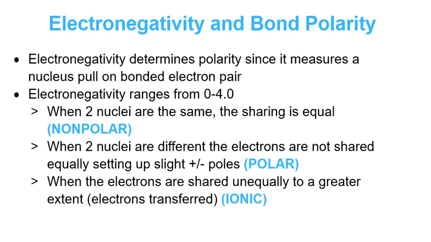So electronegativity and bond polarity. Electronegativity determines polarity since it's measured based off of the nucleus pulling on bonded electron pairs. The electronegativity generally ranges from 0 to 4. So this is fluorine at the top. Francium is going to be the closest to 0.7, I think. So when two nuclei are the same, it's nonpolar, they're sharing. If one is noticeably stronger than the other, then you get polar, and then when electrons are just straight up stolen, that's ionic.